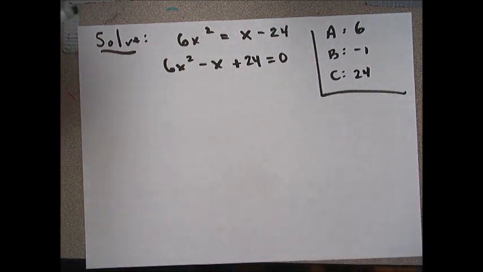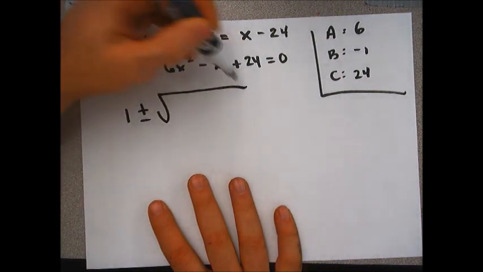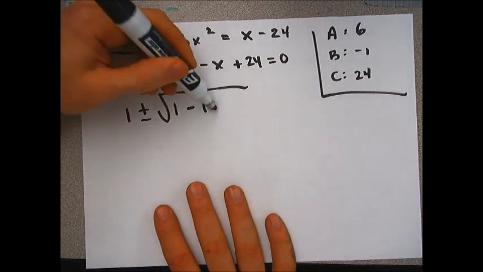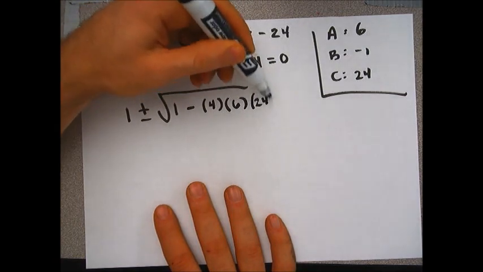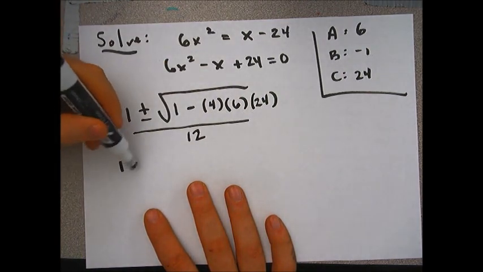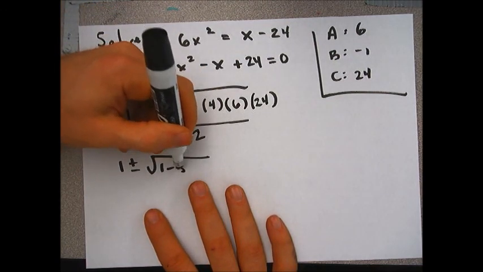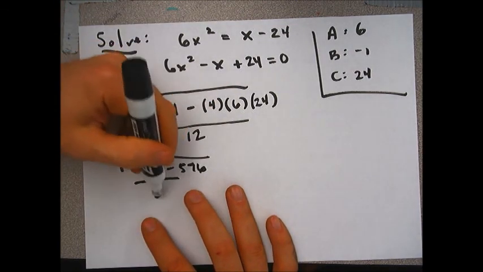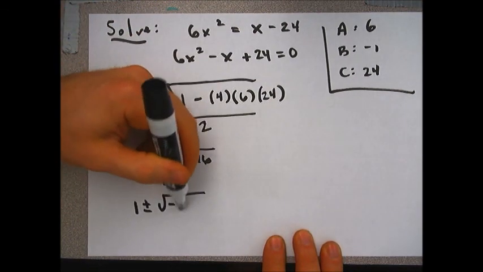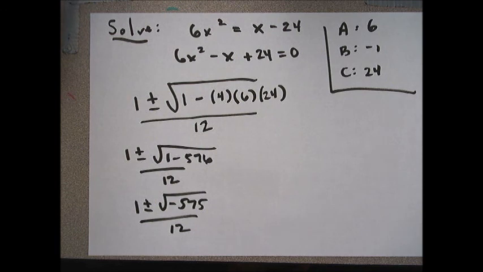The quadratic formula says negative B, but B is already negative, so it's going to be 1 plus or minus the square root of B squared. -1 squared is 1, B squared minus 4AC over 2 times A. 1 plus or minus the square root of 1 minus 4 times 6 is 24, and 24 times 24 is 576 over 12. 1 minus 576 is negative 575 over 12. We see a negative symbol underneath, so we know there's going to be an I that gets pulled out.